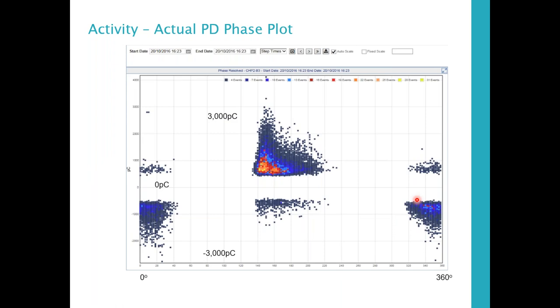Phase resolved plot off of a VLF test set. It's measuring everything in picocoulombs, but we're getting distinct clusters, one bridging between 0 and 360, so it's really going between 320 degrees and 40, and one between about 135 degrees and 200, but we've got distinct concentrations 180 degrees apart. And that's again one of the things on the VLF test sets we're going to be looking at. We've got our amplitudes, we've got everything else. Look at our display, look at our data. Do we have these clusters 180 degrees apart?